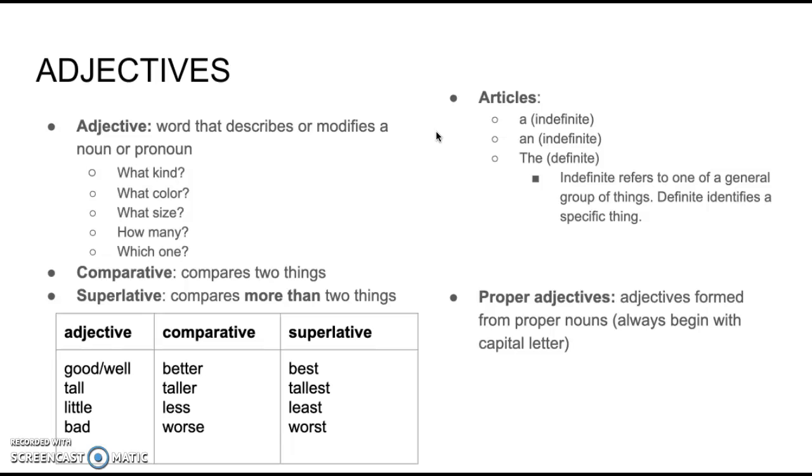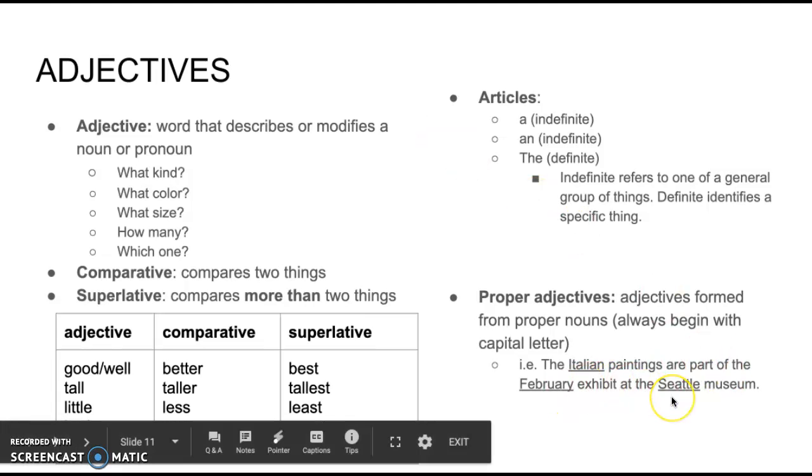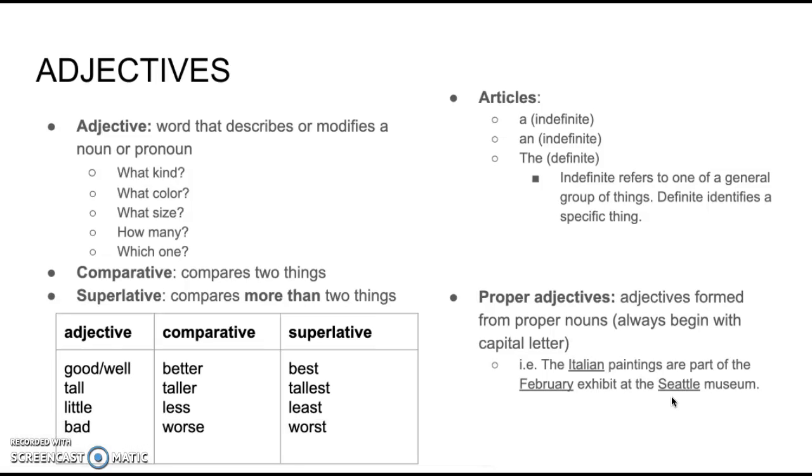Proper adjectives are adjectives formed from proper nouns, and they always begin with a capital letter. For example, let's look at the proper noun Italy. We can form a proper adjective by making it Italian, the Italian paintings. February and Seattle can both be proper nouns, but in this context, they are both describing a noun, so they are proper adjectives.